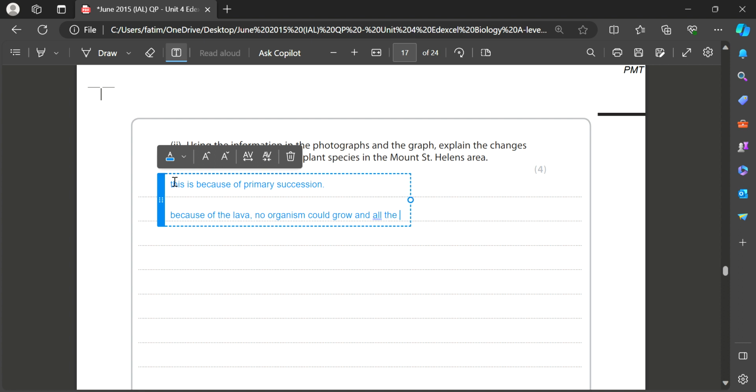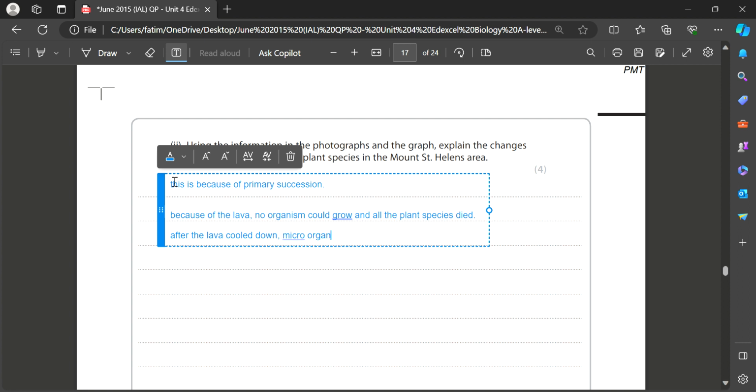And all the plant species died. Okay, and then after the lava cooled down, what happened was that microorganisms came first. Microorganisms started to arrive and respired to increase soil fertility. We can also mention the bare rock.